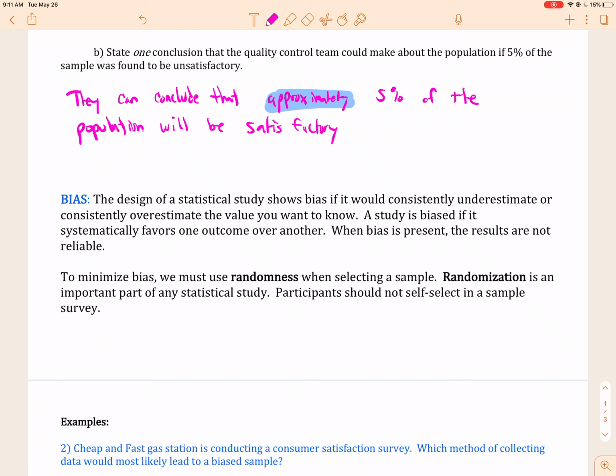You need to take random samples. So here it says, to minimize bias, we must use randomness when selecting a sample. Randomization is an important part of any statistical study. Participants should not self-select in a sample survey.